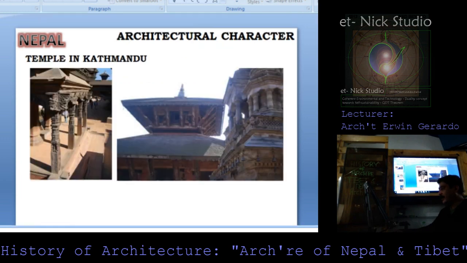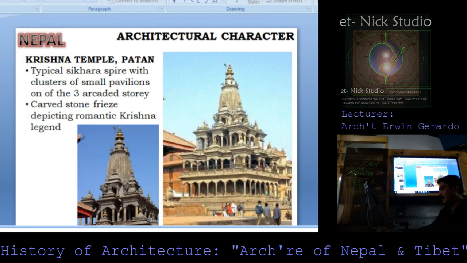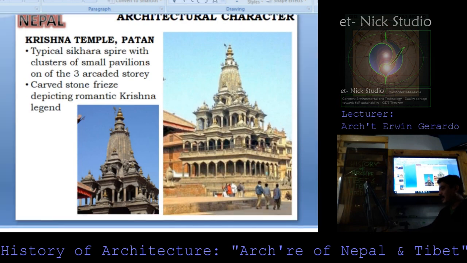Architectural character of Nepal. It's a temple in Kathmandu. Architectural character of Nepal. The Krishna temple, Patan. Typically, a Sikhara spire with a cluster of small pavilions on the three arcaded stories. Carved stone frieze depicting the romantic Krishna legend.